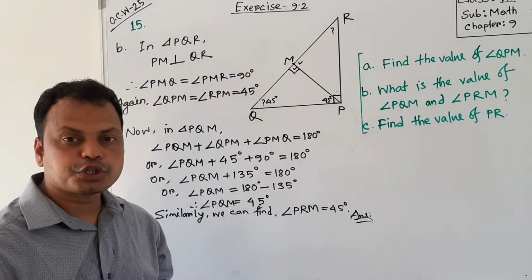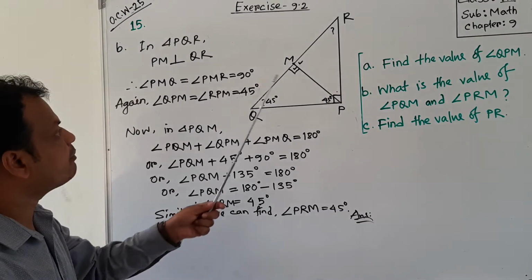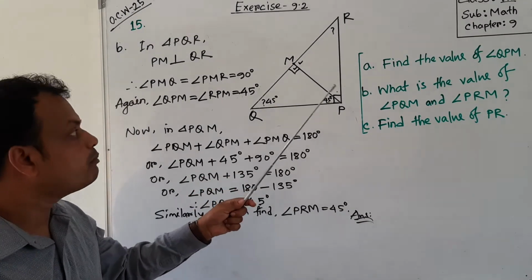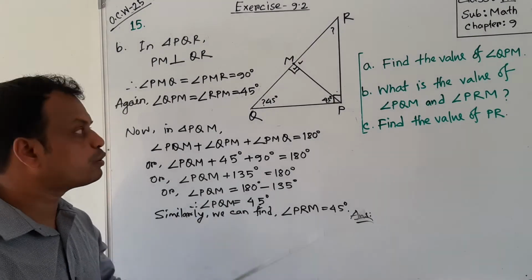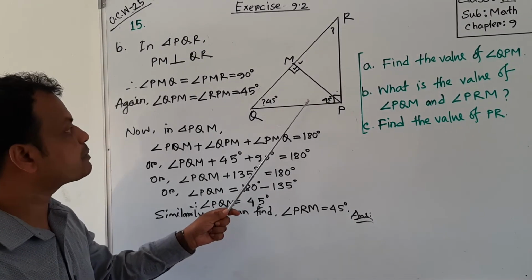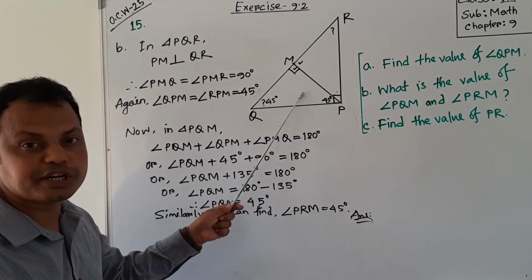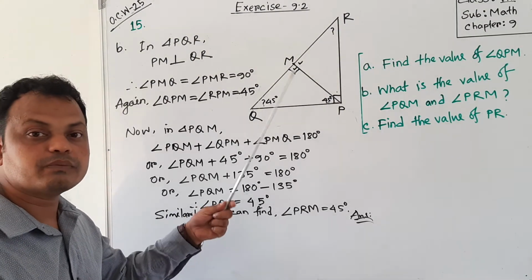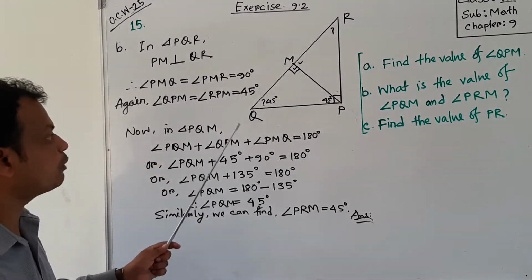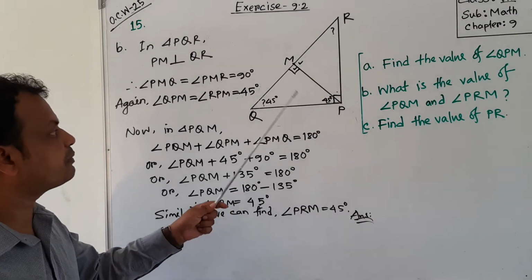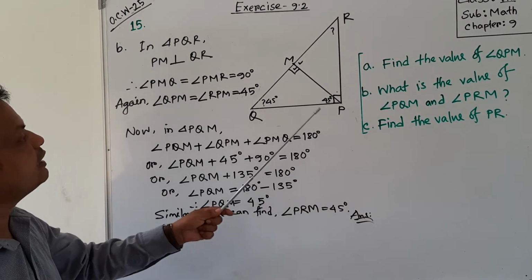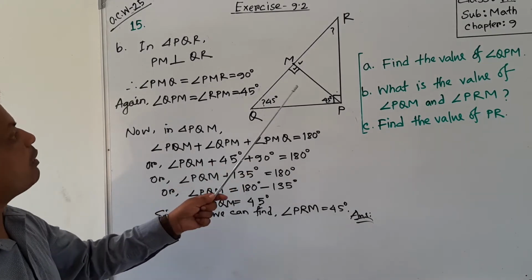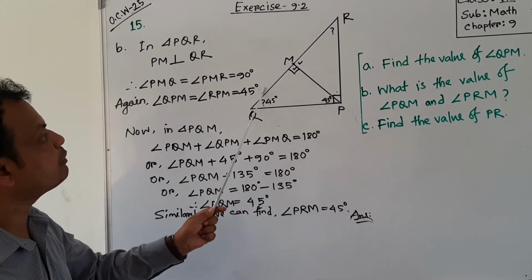Dear students, I want to show it again to you. In B number, no need to draw the figure because we have drawn the figure in A. So no need to draw the figure again. This figure will be in A number, not in B. From figure A we can show this one. So no need to draw the figure here. So we will start from here, B. First we write in triangle PQR. So in PQR we have drawn PM perpendicular to QR.